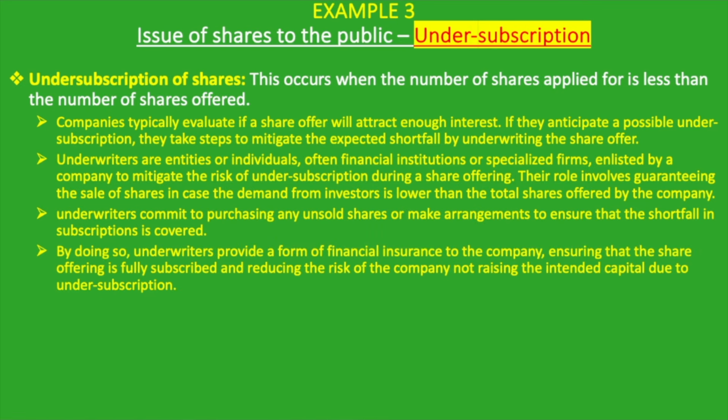By doing so, underwriters provide a form of financial insurance to the company, ensuring that the share offering is fully subscribed and reducing the risk of the company not raising the intended capital due to undersubscription. As we've already mentioned, that is clearly obvious there. You want to make sure that you will receive the funds that you are requesting and that all shares are finally issued. And that is where the underwriters would come in. So whenever you have a case of undersubscription and you have contracted an underwriter, you know that all the shares will be issued. Even if the public doesn't take up all the shares, the underwriters will take up the unsold shares. So let's look at an example here where we have a case of undersubscription.